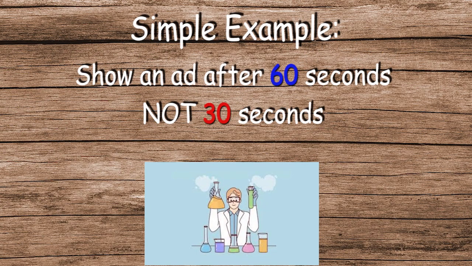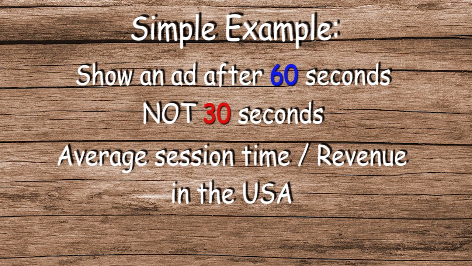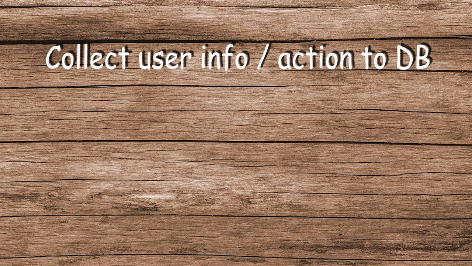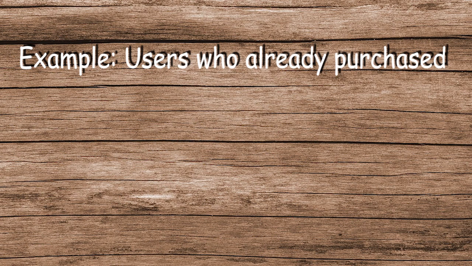which you would like to see if changing a specific parameter leads to better results in an in-app test. For instance, what happens if we show an ad after 1 minute instead of 30 seconds? How will it affect the average session time and ad revenue in the US? You can also collect analytical information directly to your database so it will be linked to your user's push notification key, the FCM key, so you will have the option to programmatically send automatic notifications by specific criteria. For example, users who have already made a purchase.